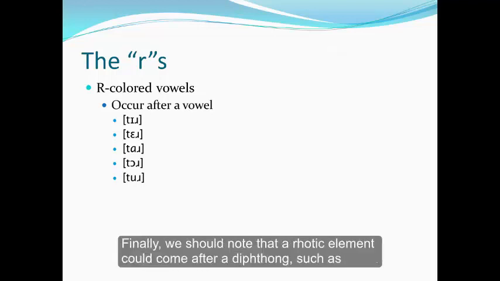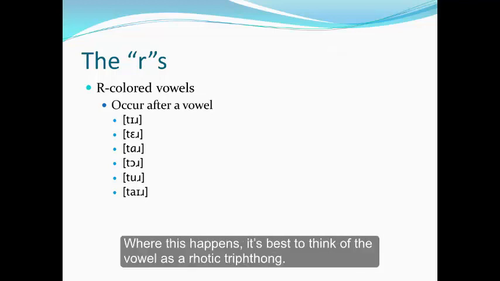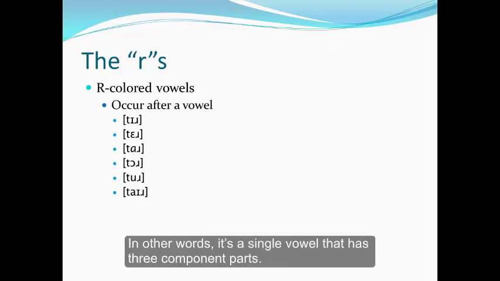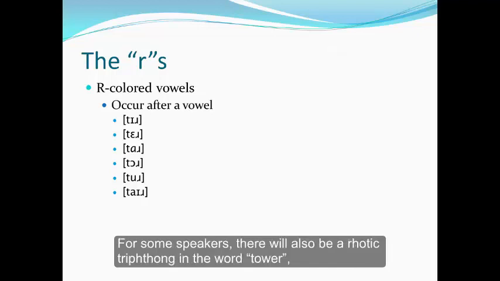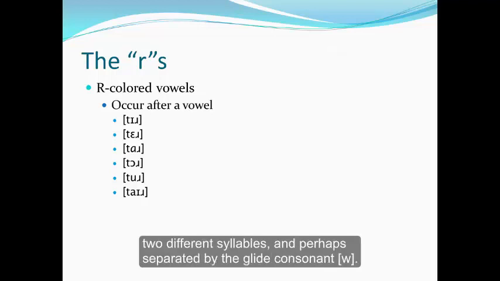Finally, we should note that a rhotic element could come after a diphthong, such as in a word like tire. Where this happens, it's best to think of the vowel as a rhotic triphthong. In other words, it's a single vowel that has 3 component parts. For some speakers, there will also be a rhotic triphthong in the word tower, although with this word it's much more common that the vowels are split between 2 different syllables and perhaps separated by the glide consonant w.